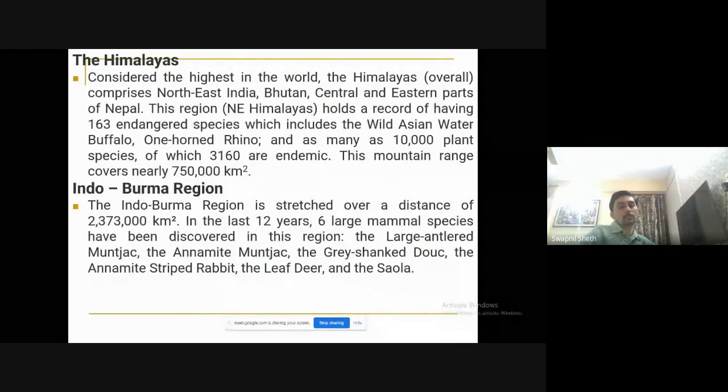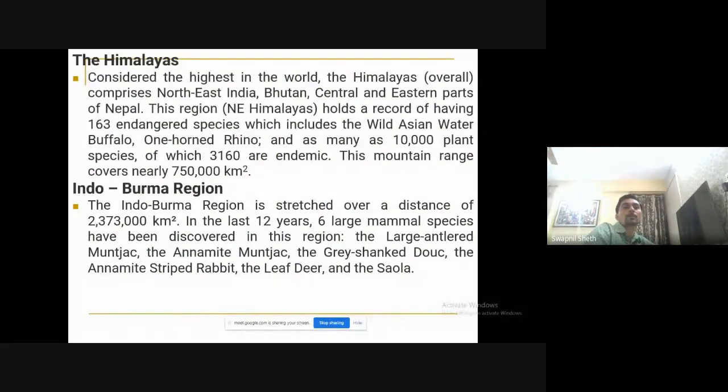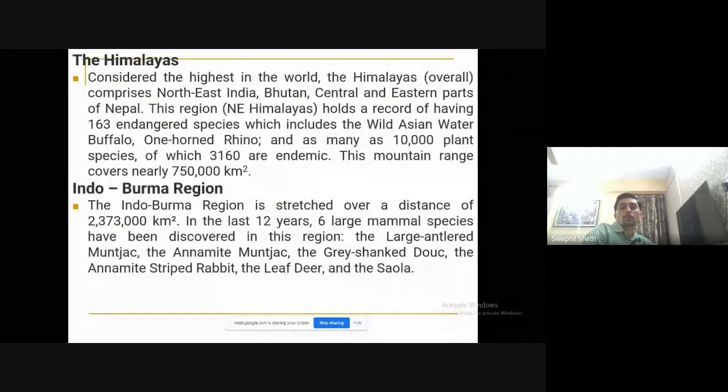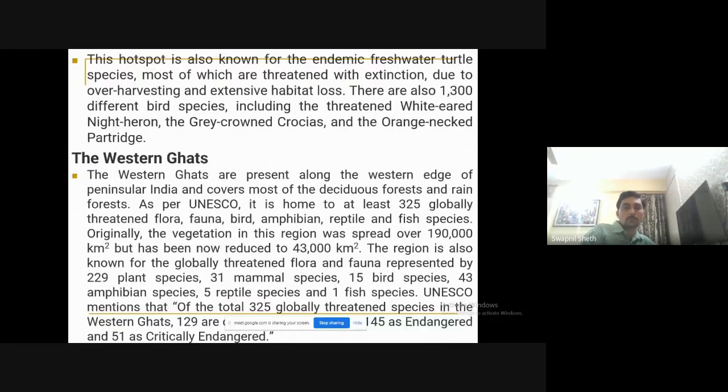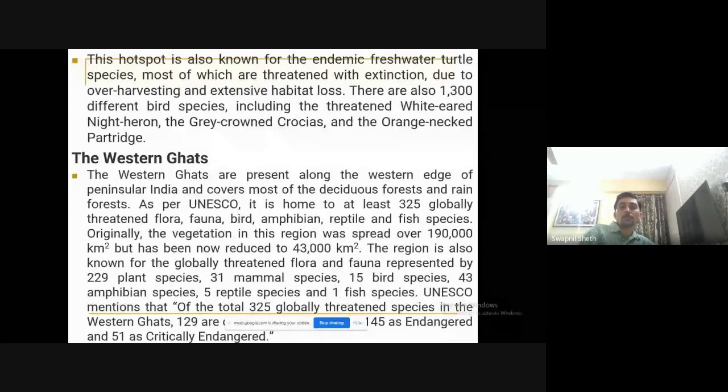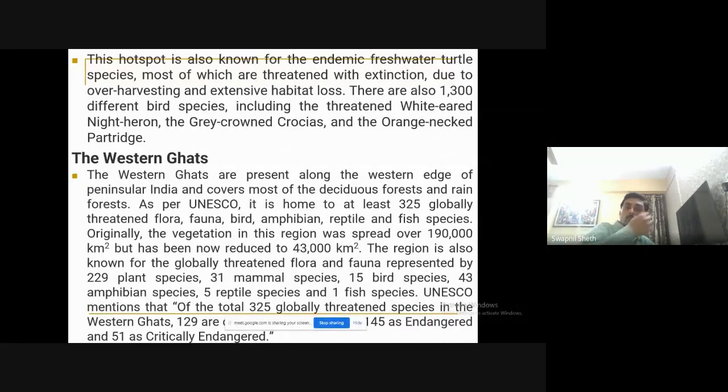So these are the specifications of what the Himalayas contain: as many as 10,000 plant species, of which 3,160 are endemic. And in the Indo-Burma region, in the last 12 years, six large mammal species have been discovered. This is what the Indo-Burma region is specifically known for. There are also 1,300 different bird species, which is one unique thing about that particular area.